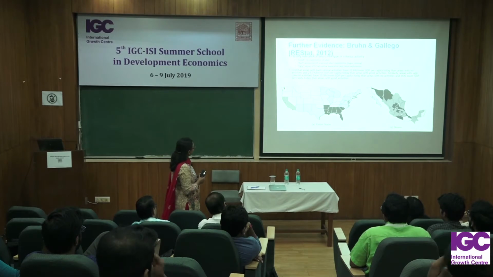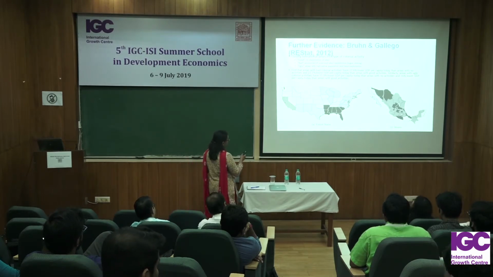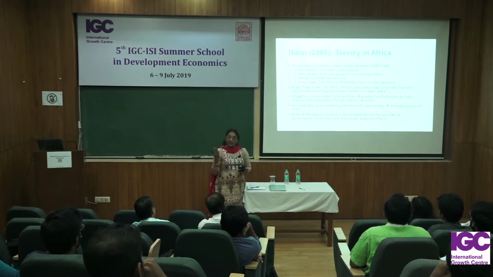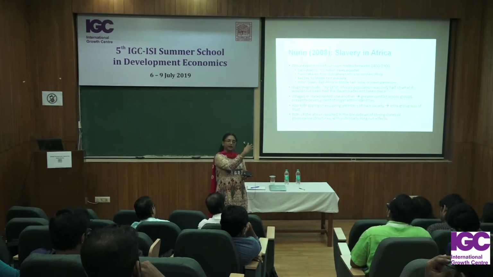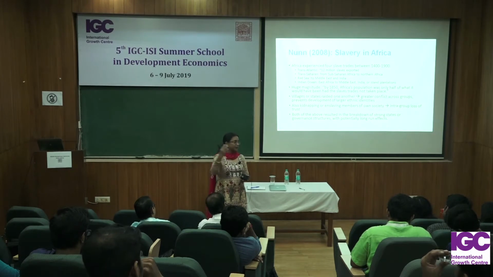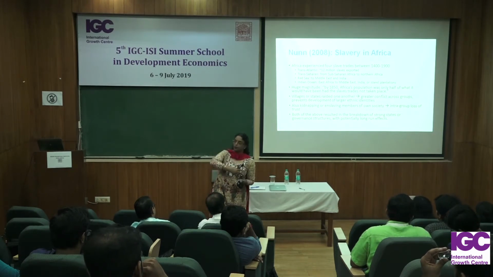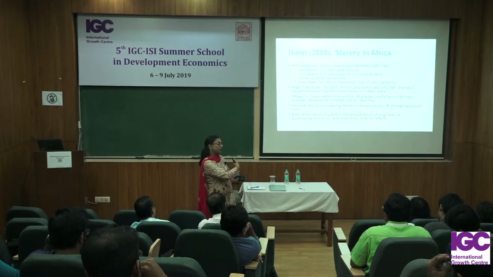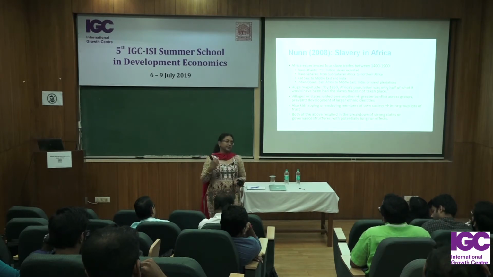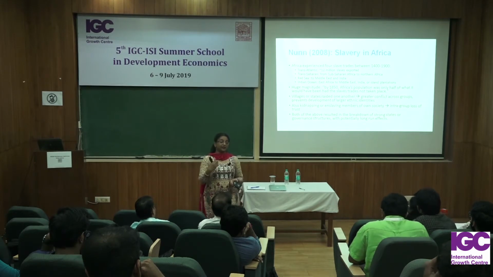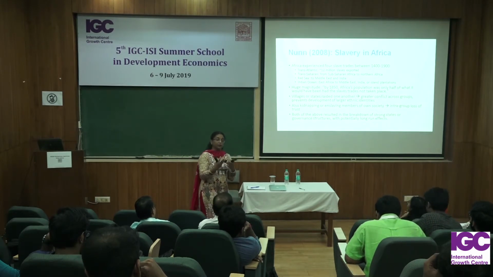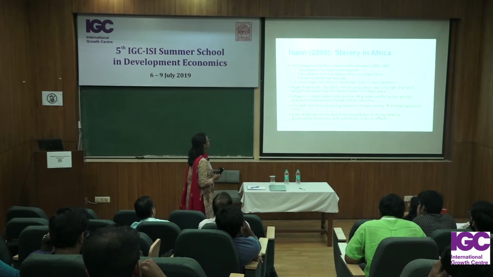Okay. So let me talk briefly about the Nunn paper, which looks at slavery in Africa, right? When these papers are looking at slavery in the newly colonized areas like the Americas, these are the places where slaves were brought to. And what Nunn is looking at as well is, what's the impact on the places the slaves were taken from? How does that work? Does it help them, hurt them? What happens to those places?